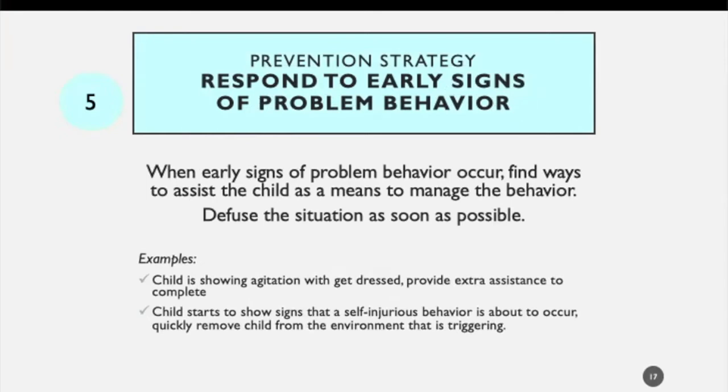Some examples: a child showing agitation when getting dressed. Instead of having a full-blown tantrum, quickly jump in and provide extra assistance to complete the task. Another example is that a child starts to show signs of self-injurious behavior because they're in, say, a crowded situation that they want to escape from. Before it gets to that point, you're going to quickly remove the child from the environment that's triggering them.